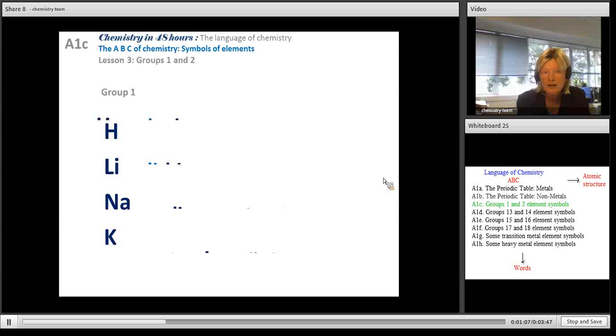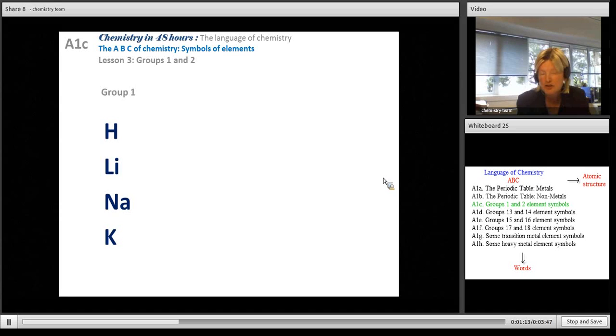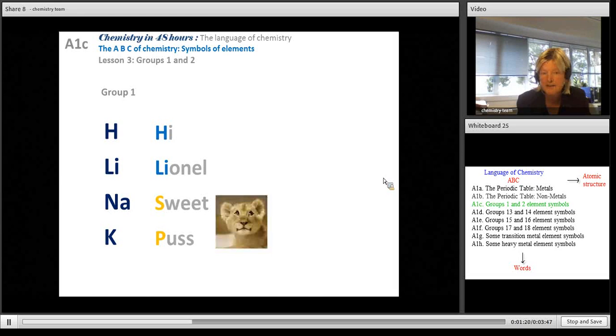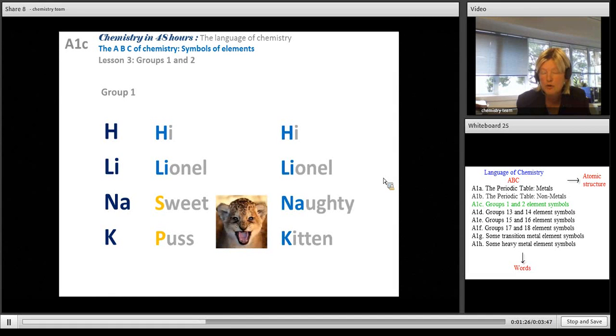Right, how can we remember these? So one way is to think of "High Lionel, sweet puss", the S for the sodium sound and P for the potassium sound, and there is a sweet puss, but the sweet puss can change into a naughty kitten, so you can think of "High Lionel, naughty kitten", the Na for sodium and the K for potassium. So sweet puss, naughty kitten, and I hope you'll remember that.